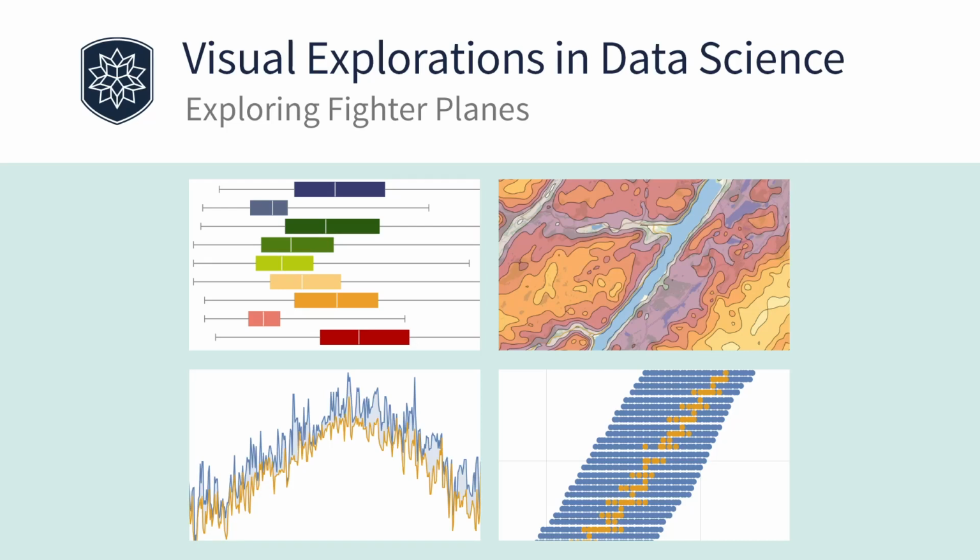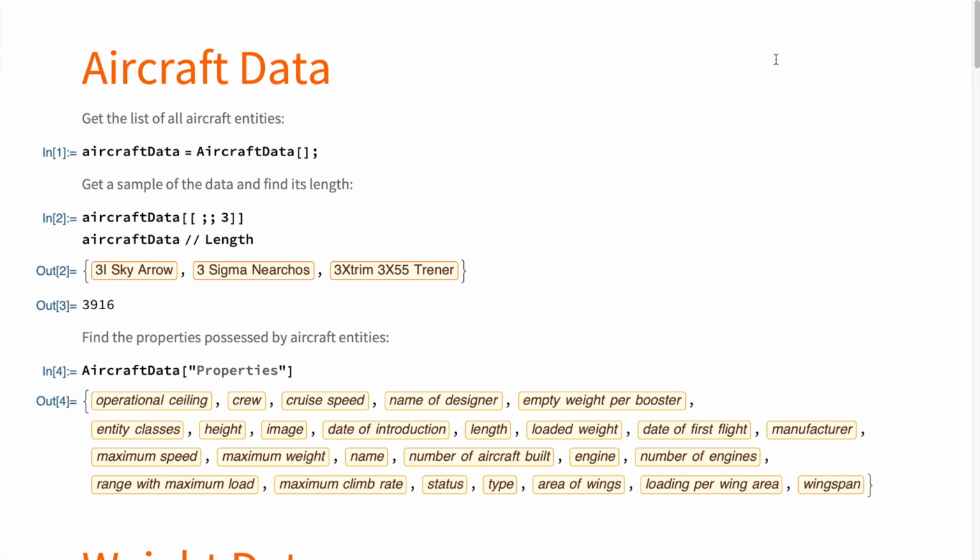Hey everyone, in this video we'll be exploring aircraft, more specifically fighter planes. I was wondering, what is the correlation between fighter maximum weight and maximum speed? First, we'll explore the data as usual.